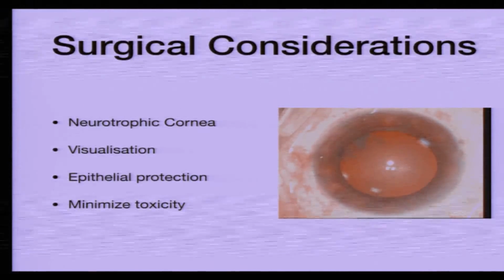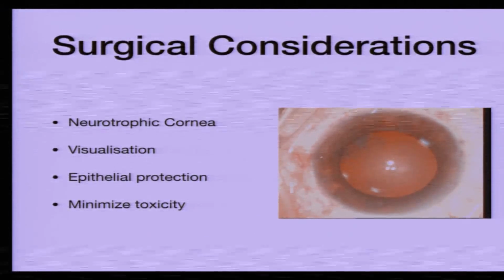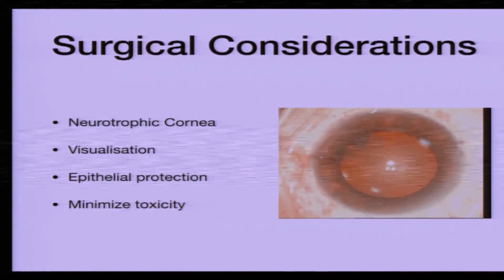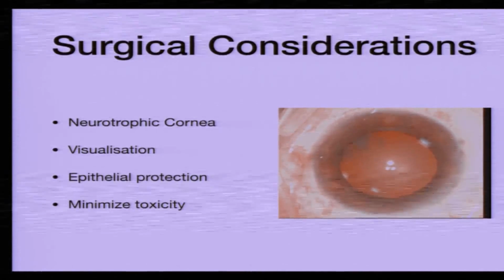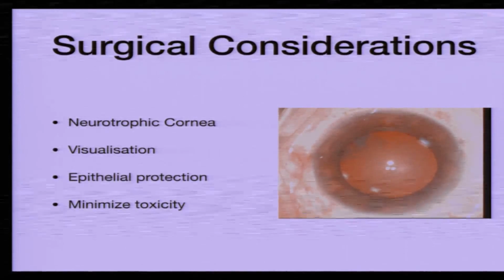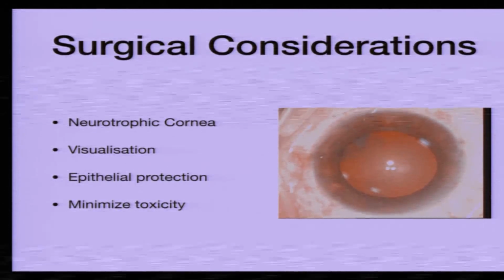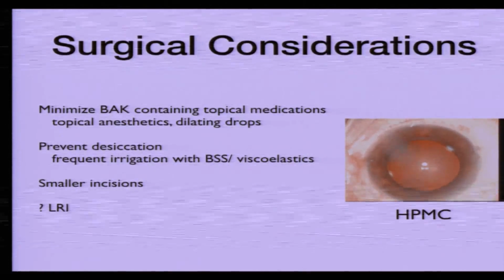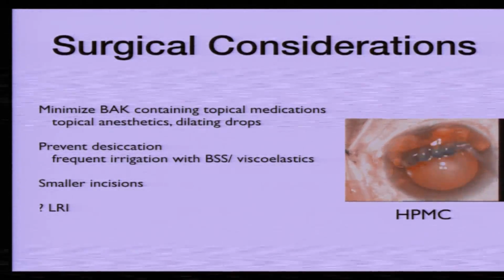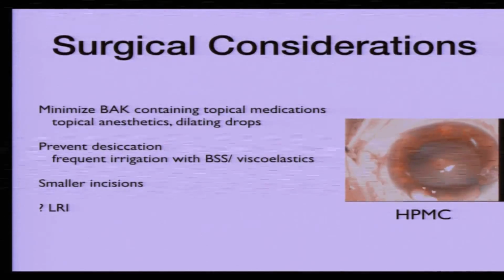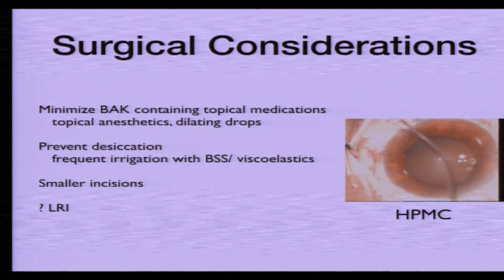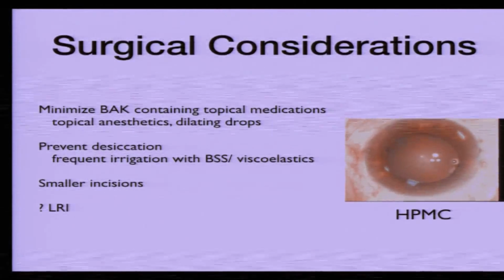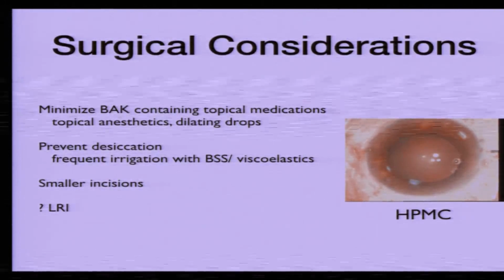When you do surgery, I think you have to understand that post-keratoplasty, the cornea is a neurotrophic cornea because all the corneal nerve endings have been cut at the graft-host junction. Visualization is also an issue. You have to see how clear your graft is. You have to protect the epithelium, and you have to minimize the surface toxicity. So avoid using a lot of topical medications because a lot of these anesthetic drops or the topical dilating drops all contain benzalkonium chloride, so don't use them very frequently.